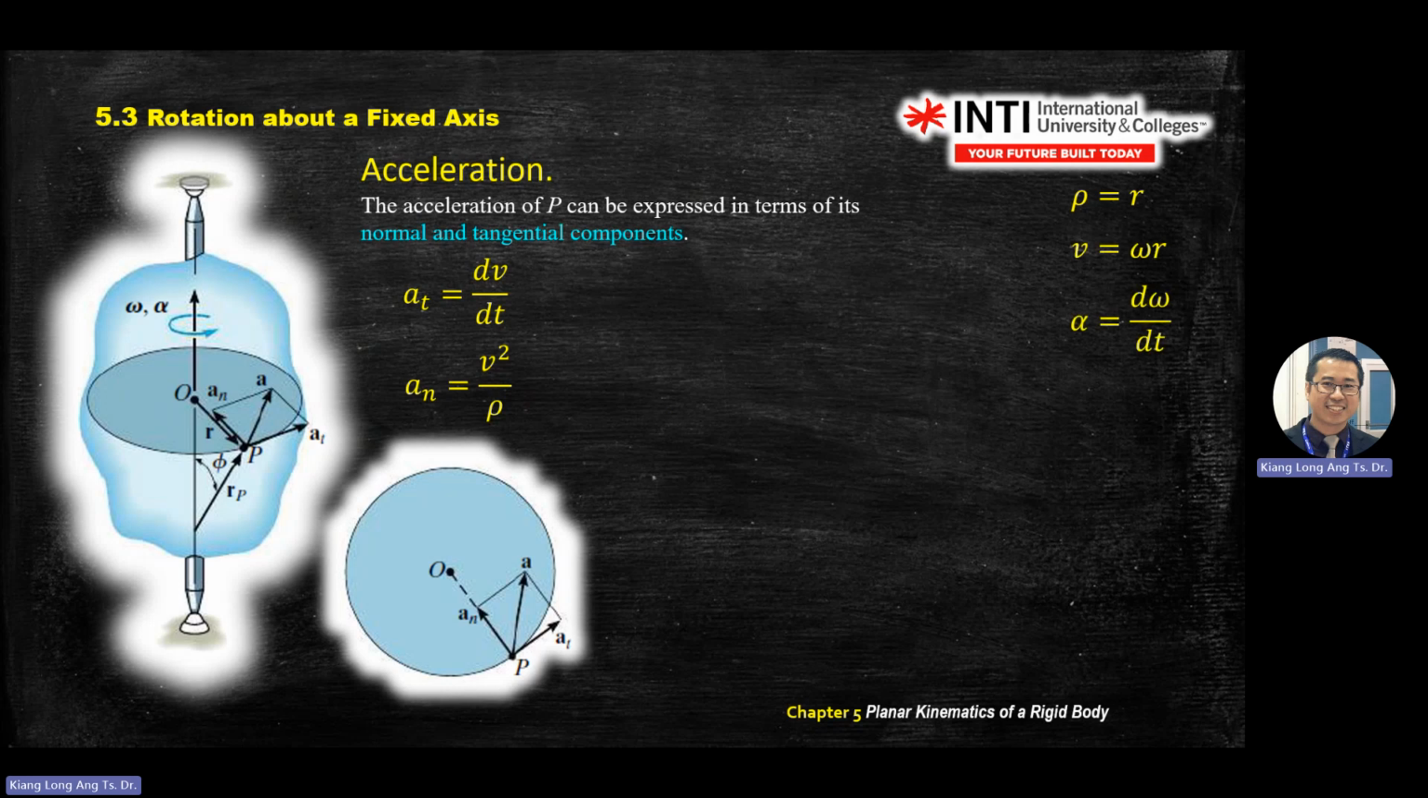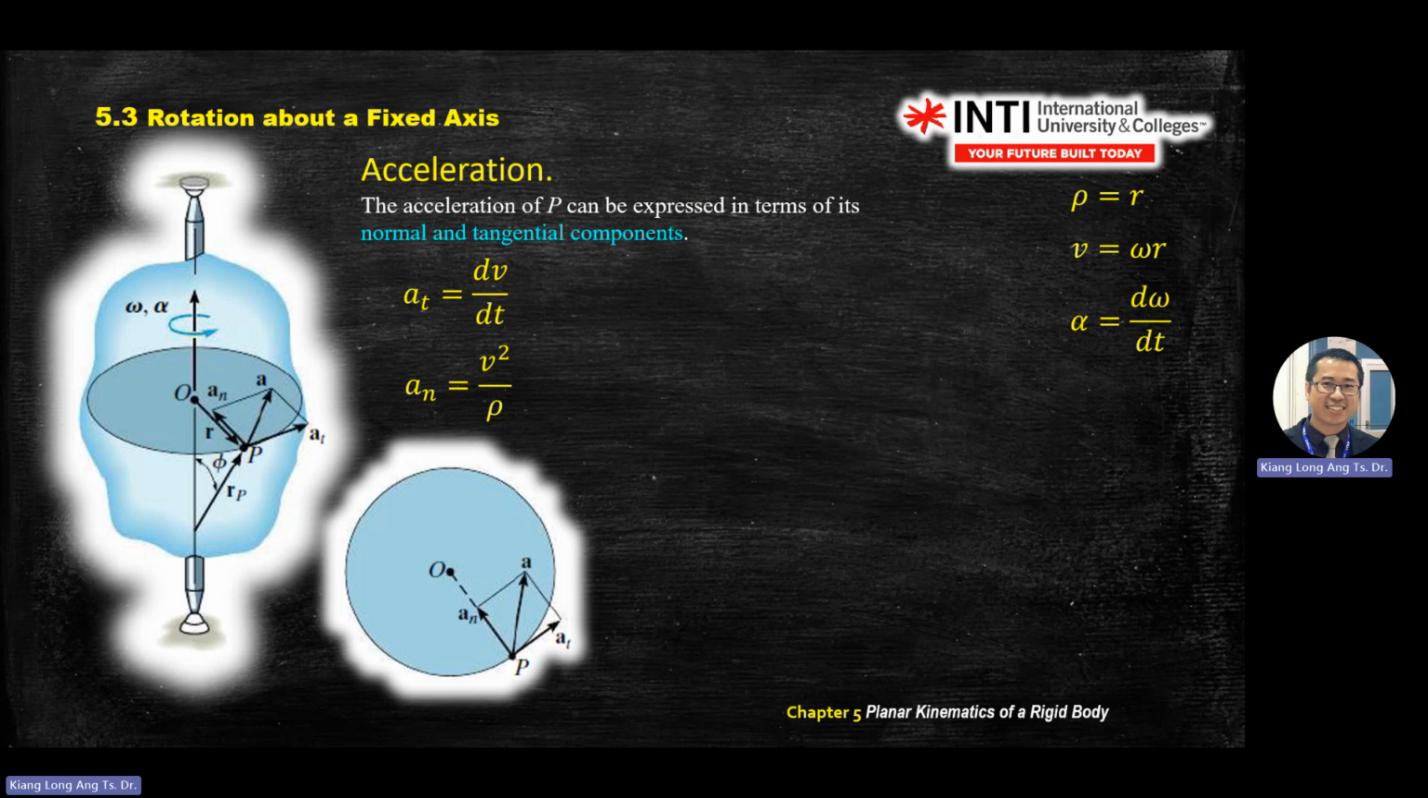And you compare side by side. Rho equals r. v equals omega r. Alpha equals d omega/dt. Left hand side is what you learned in particles. Right hand side is the current chapter. The rho that you learn in particles is called rho, but when it comes to rigid body, chapter 5, it becomes r already.